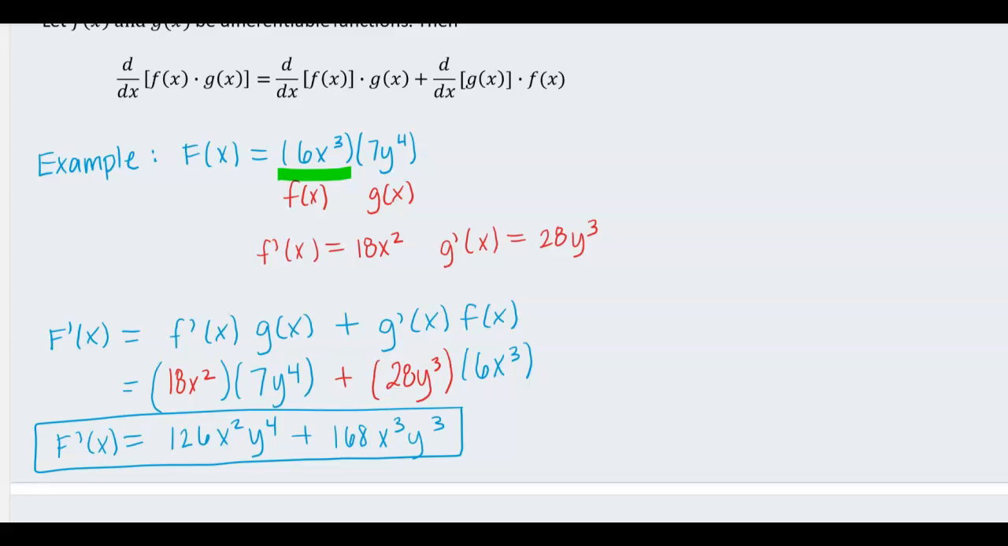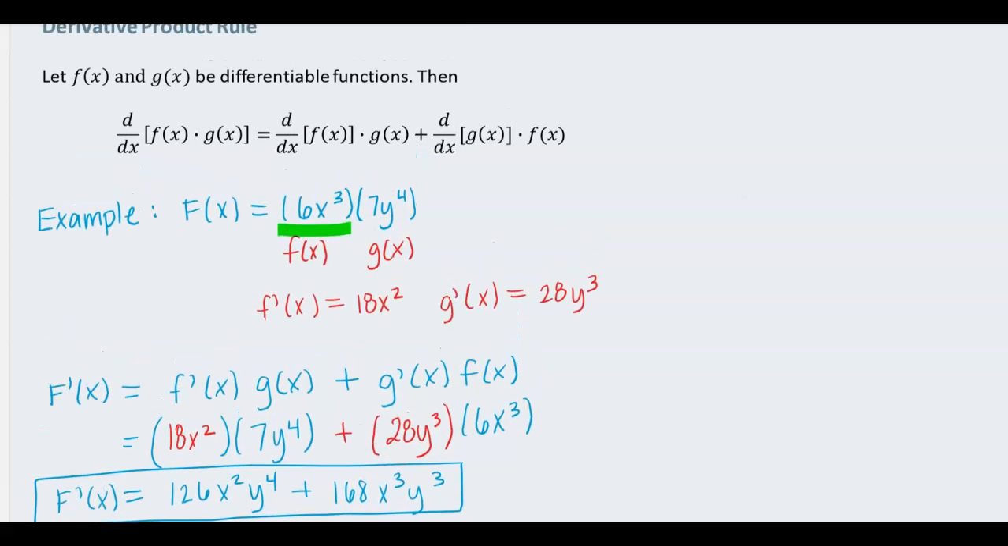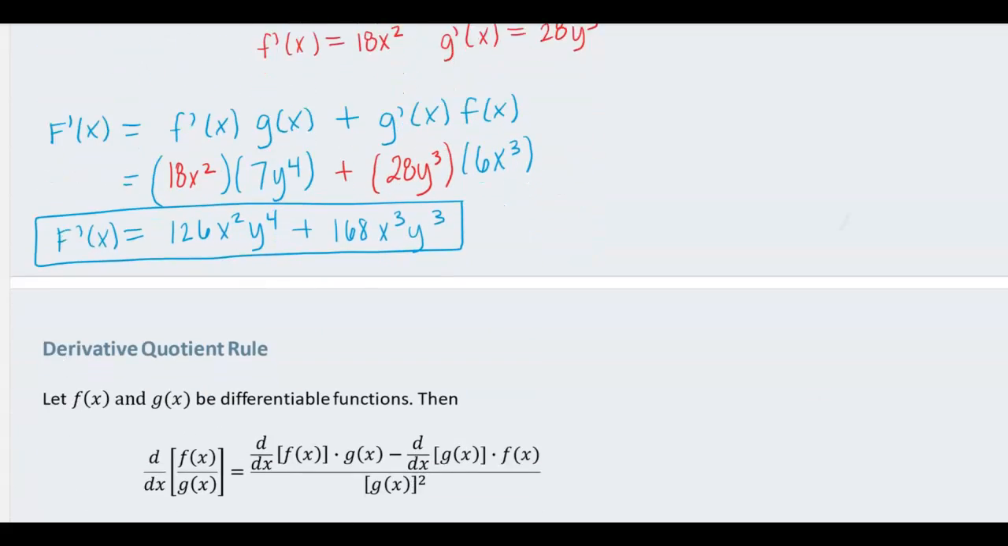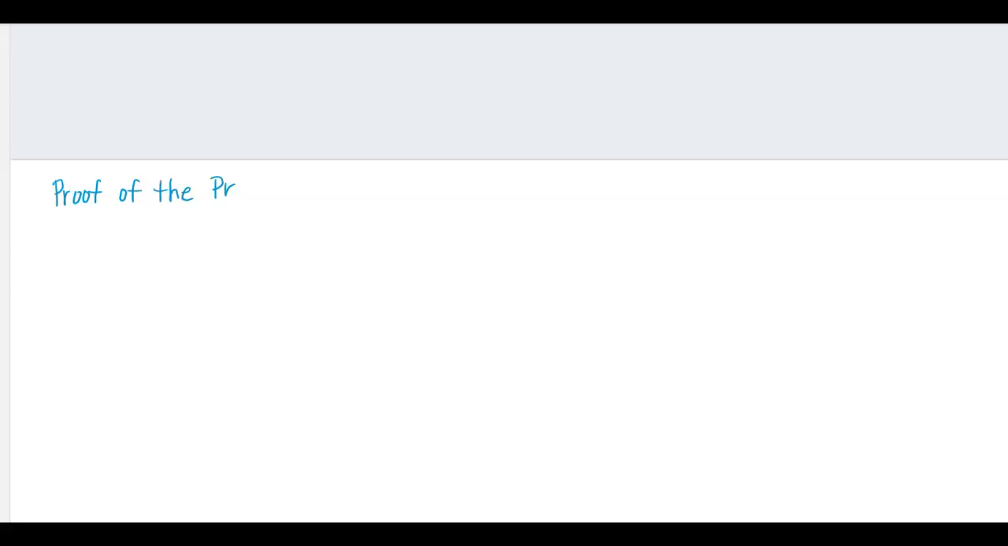What I'm going to show you next is the proof of this product rule. And this is going to be lengthy, but we want to just make sure that if we're going to use a theorem or formula, that we can prove mathematically that it is true. So I'll go down here. So proof of the product rule.